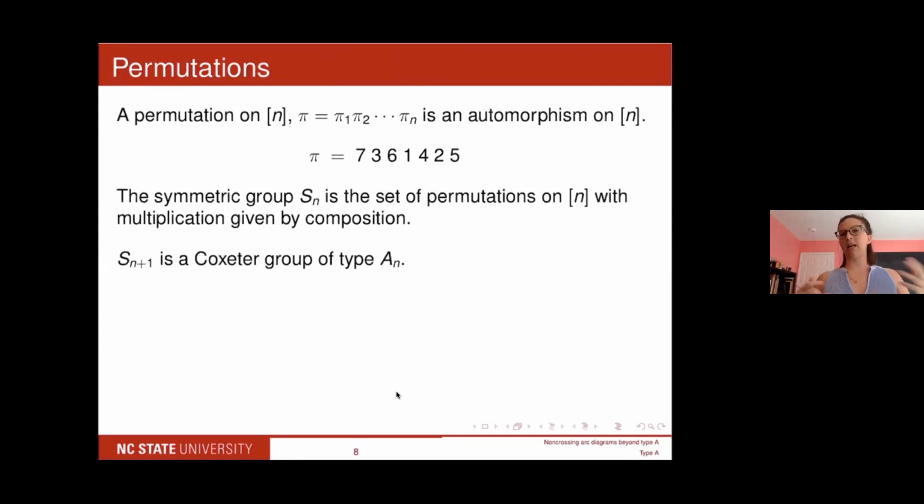So permutation on N is hopefully pretty familiar. It's an automorphism on 1 through N. And here's an example of a permutation in S7. The symmetric group Sn is the set of permutations on N with multiplication given by composition. And Sn plus 1 is a Coxeter group of type An.